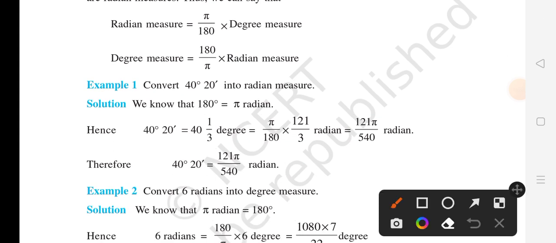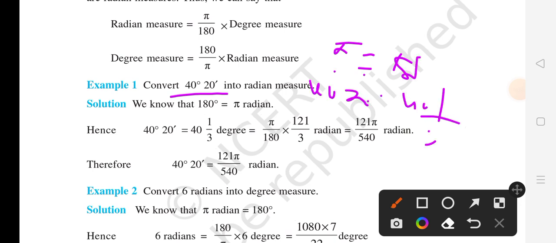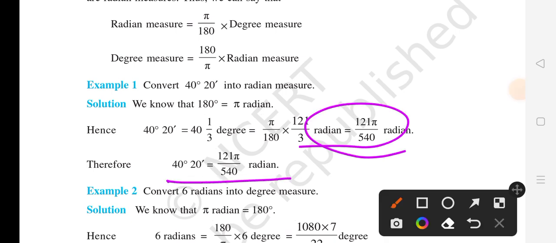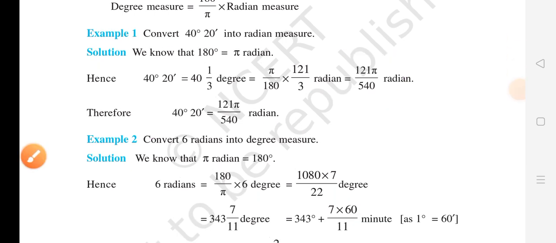Now let us take an example. Convert 40 degree 20 minutes into radian measure. You know pi equals 180 degree. 40 degree 20 minutes, that is 40 and 1 by 3 degree, which is 121 by 3 degree. You can directly multiply by pi by 180 for radian conversion, since the measure is given in degree. You can directly multiply and find out the value. In the same way you can convert with the help of this formula.